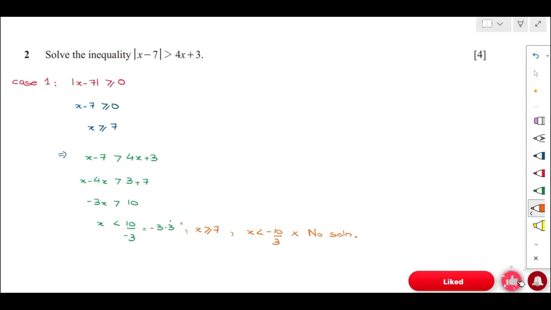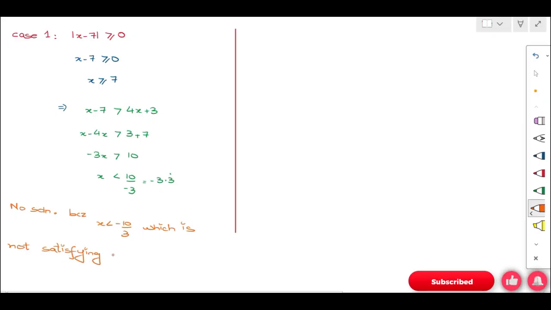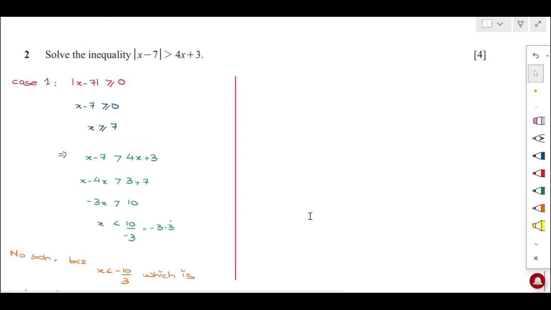If that x value is 7 or more than 7, then we have some solution from case 1, right? So here we have no solution from case 1, right? Now let me do the second case. So we can give the reason no solution because x should be less than minus 10 by 3, which is not satisfying x greater than or equal to 7, this condition, right? Okay, so we have no solution from case 1.